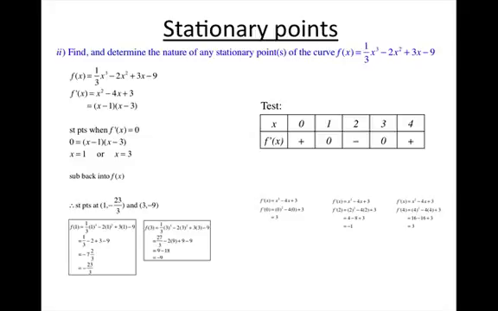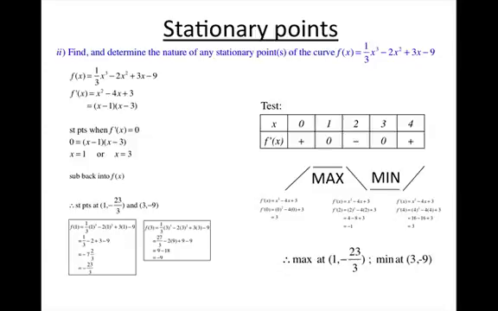So when we do our little manual sketch like we were talking about before, we've got a positive gradient, flat, negative gradient. And so we know at that point (1, negative 23 over 3), we have a max. Then we've got flat at 3 and positive at 4. And so at that point (3, negative 9), we've got a min. So we can just do a conclusion or summarizing statement and say, therefore, a max at (1, negative 23 over 3) and a min at (3, negative 9).